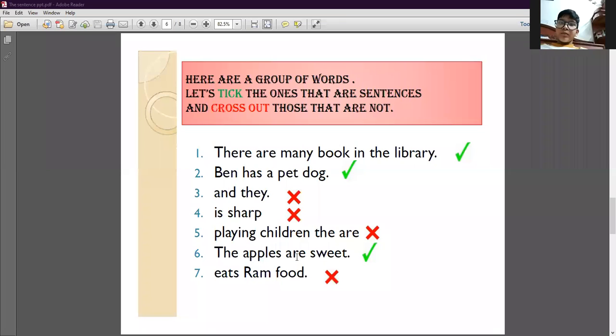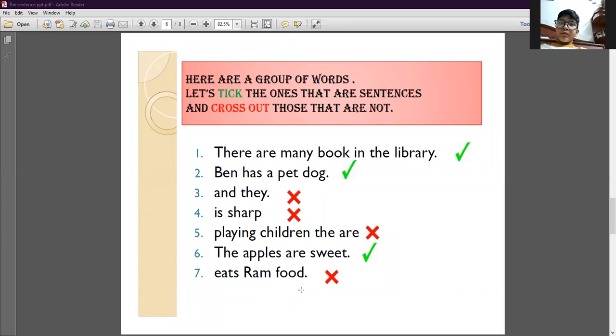Subject is here, the apples is the subject, and are is a verb. The subject and verb combination is there. So this is being a complete sense. This is called a sentence. Number seven is here: eats Ram food. Okay, students, so eats Ram food. Here I am not starting from a subject, not starting with a capital letter, not giving any sense. So this is not a sentence.